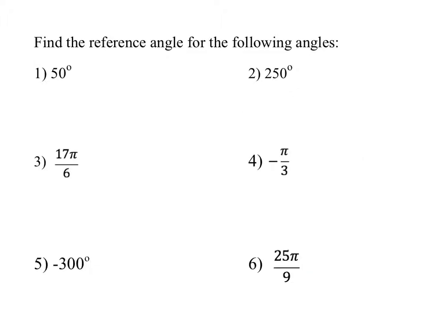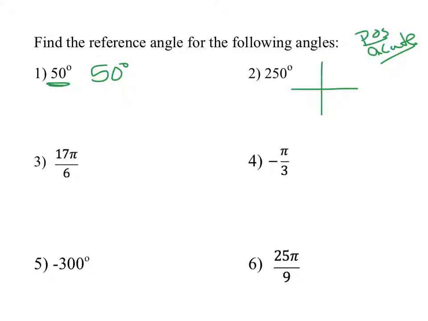Okay, so find the reference angle for the following angles. If it's positive and it's acute, we're done. So remember, things that you have to know: it's always got to be positive and it always has to be acute. So this one is positive, it's less than 90, so 50 is its own reference angle. Okay, 250, not acute. It's positive, but it's not acute.